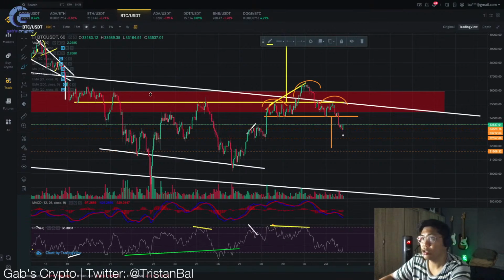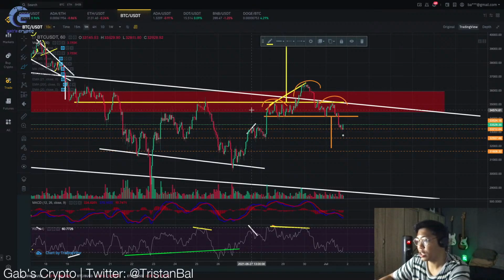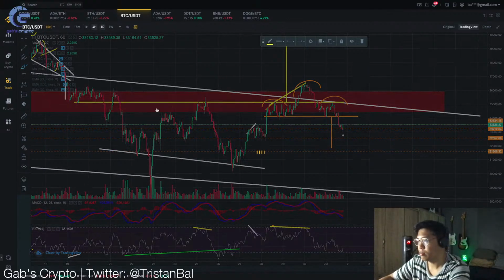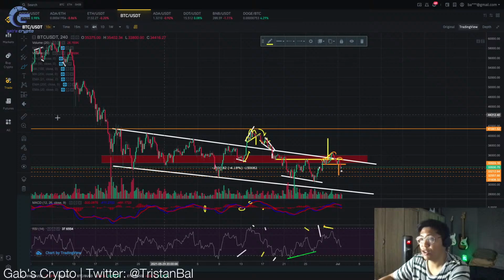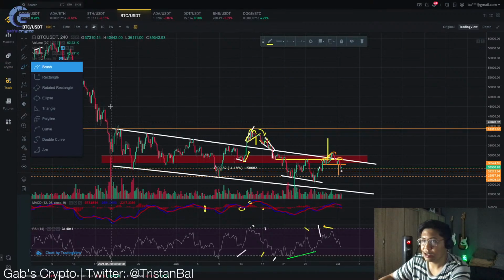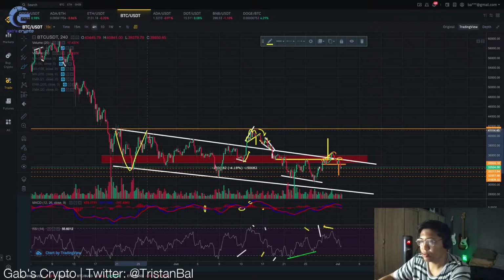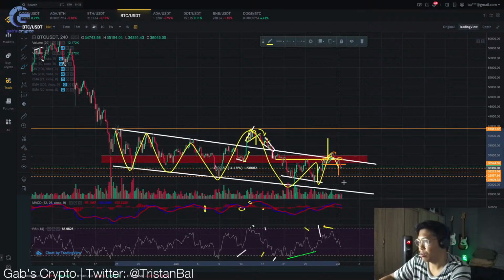Now let's look into another time frame naman, the 4-hour time frame since so far ito lang yung nakikita natin for the short term eh. So let's look at the 4-hour. So in the 4-hour time frame, we are actually still inside this falling channel. So ayan no. So matagal natin to fina-follow.